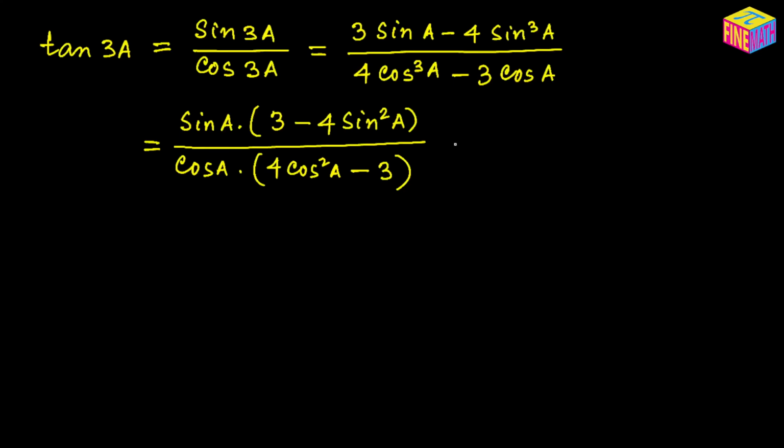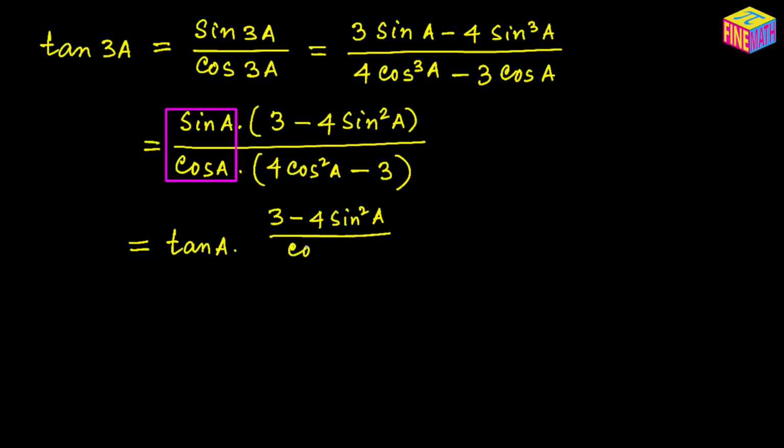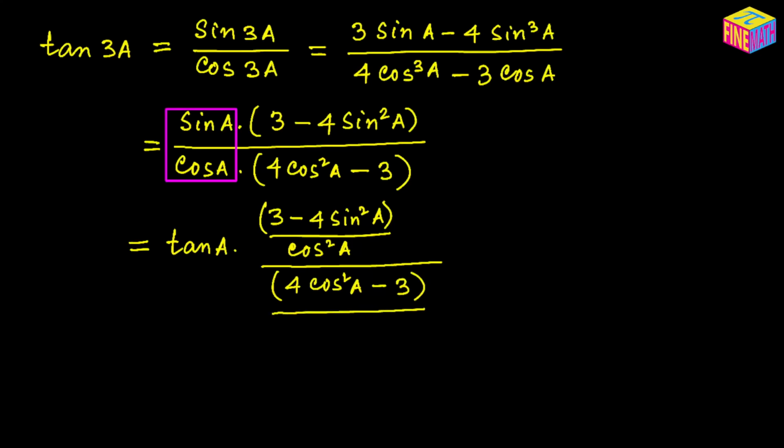And now we are going to divide both the numerator and the denominator by cosine square of a, and let's see what happens. So here we can say, well, this portion right here becomes tangent of a. So I'm going to write it as tangent of a times, then over here I'm going to divide this 3 minus 4 times sine squared of a by cosine squared of a, and then whole divided by, we have 4 times cosine square of a minus 3, that too will be divided by cosine square of a, because we are dividing both the numerator and the denominator by cosine square of a, right?